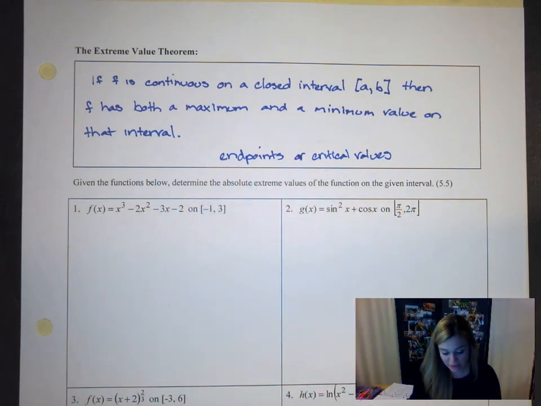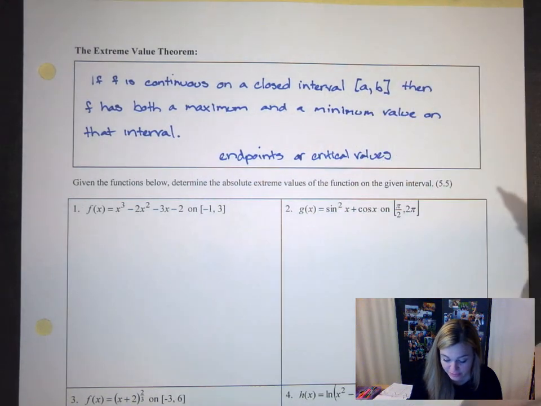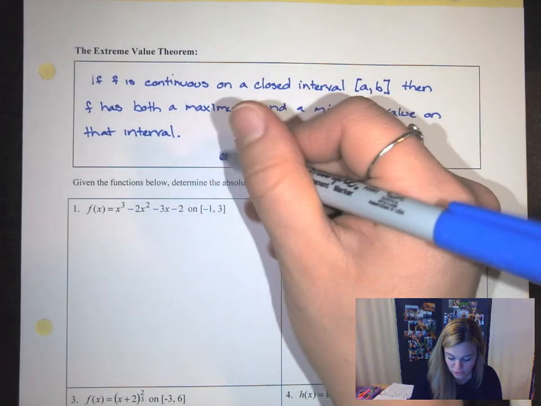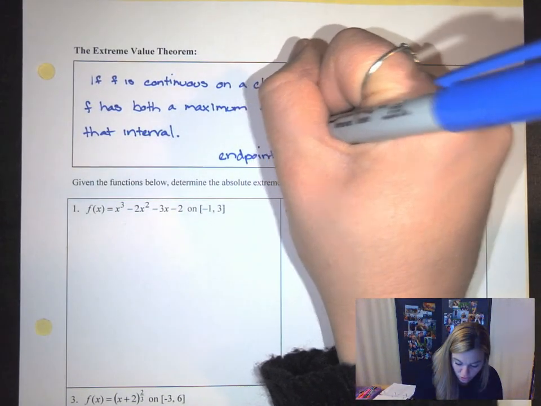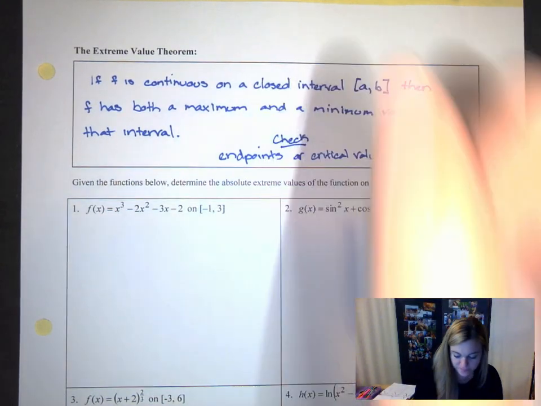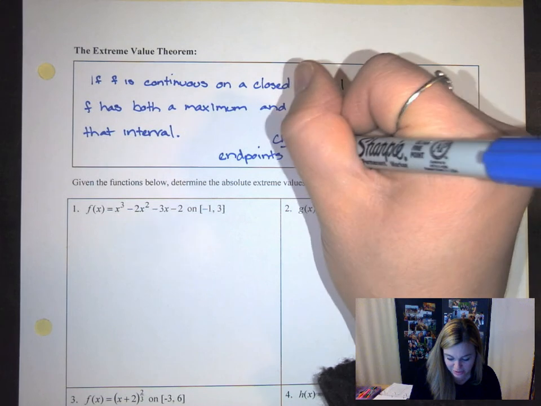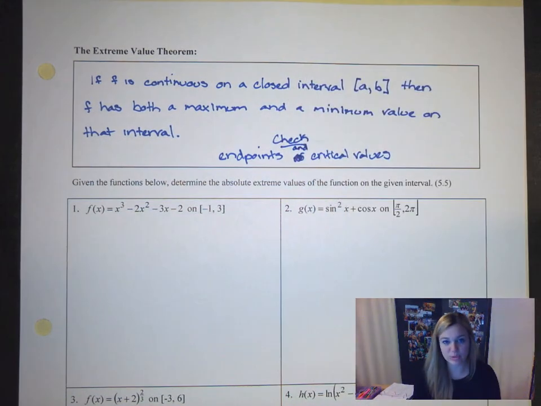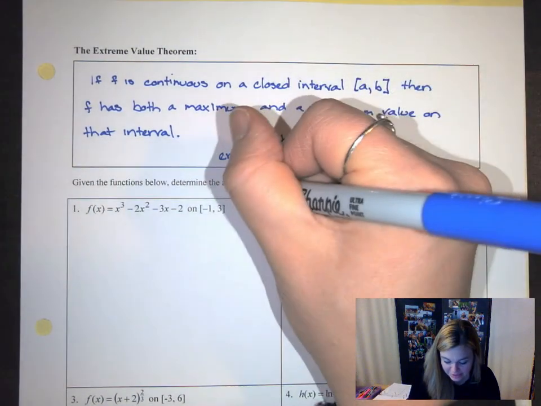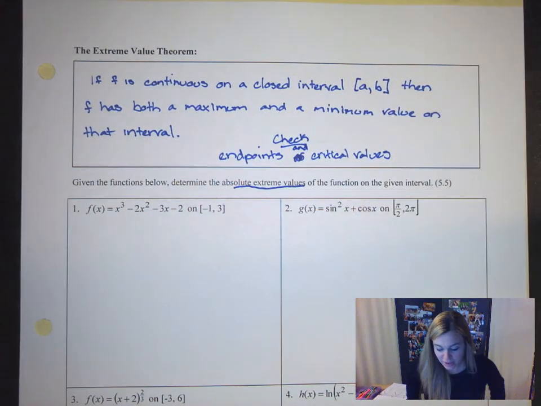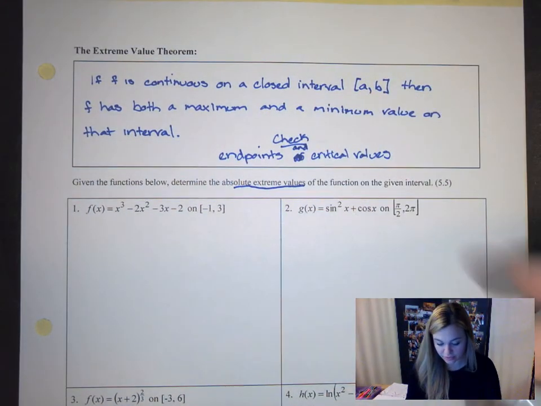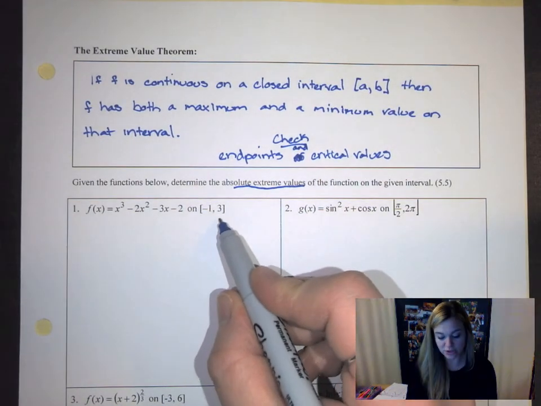So what I want to do now is determine the absolute extrema. So this is more just extra. So always check endpoints and critical values, because this is what we want to check and see what has the absolute max, what's the absolute min. Okay, this says absolute extreme values, and it's only on this given interval. So this one says -1 to 3.